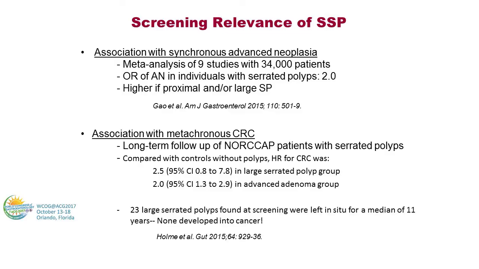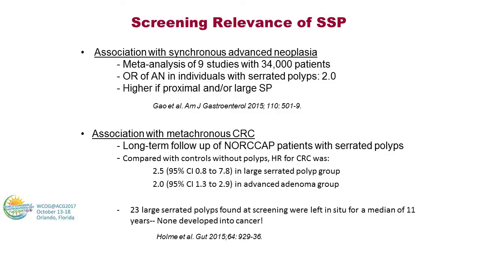In this long-term follow-up of patients who were enrolled in the original Norwegian flexible sigmoidoscopy randomized trial, they brought back patients that had serrated polyps detected at the original examinations and invited them to undergo repeat colonoscopy, and then compared these to patients who had no polyps at baseline. The hazard ratio for cancer for patients who had large serrated polyps at baseline was increased and was really comparable to those that had conventional advanced adenomas.